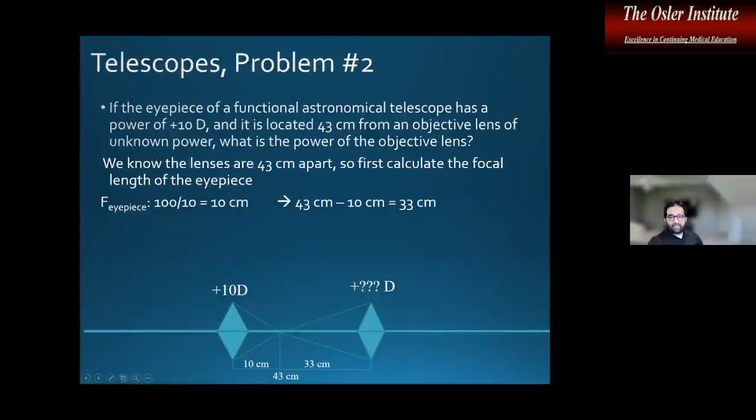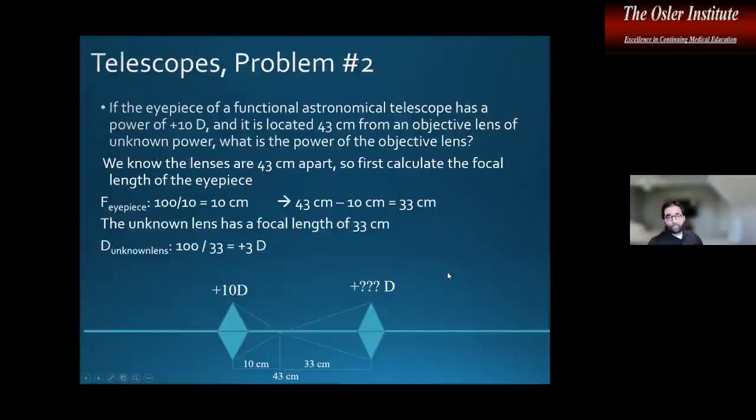Therefore, this length has to be 33 centimeters, because if this whole thing is 43 and this is 10 over here, this has to be 33 over here. So 43 minus 10 gives us 33 centimeters. So now we know the focal length. How can we determine the power of this particular lens? We do 100 divided by 33, and lo and behold, if this unknown lens has a focal length of 33 centimeters, the power of this lens should be 3 diopters. Okay, 3 diopters for this objective.